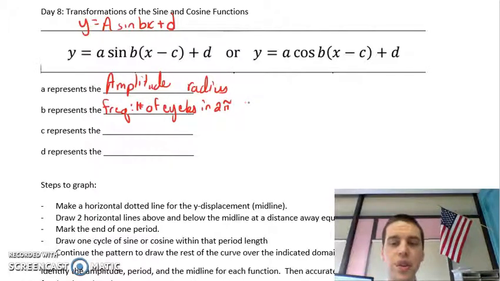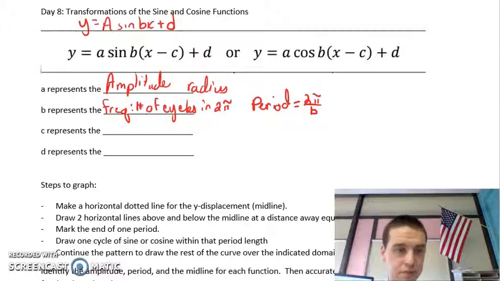We also know that B is used to find period. And this is what's really important, period. Period equals 2 pi divided by b. We talked about that also. That's going to help you find the length of one cycle.